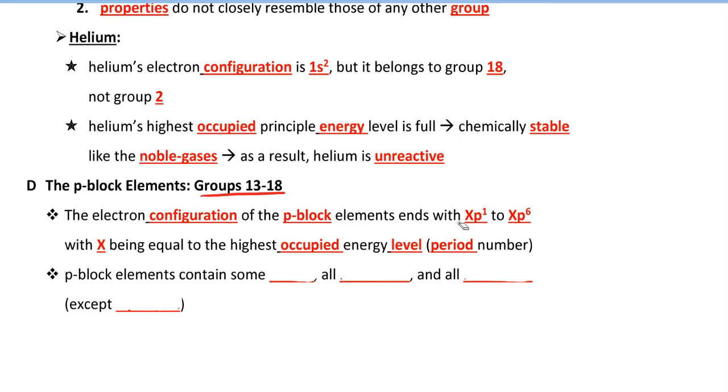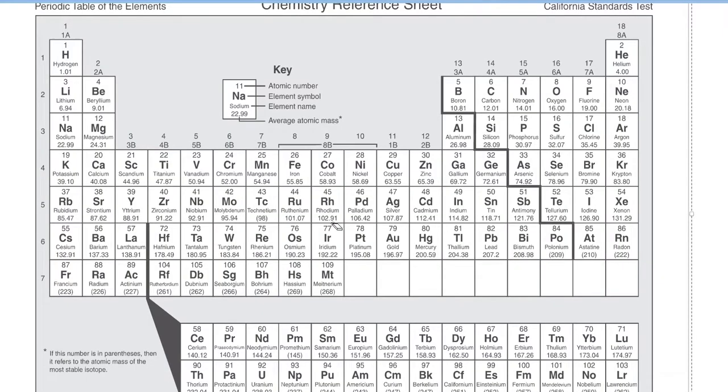So p block elements contain some metals, all nonmetals, and all metalloids, except hydrogen, of course, because hydrogen is in a group all of its own. But all the nonmetals are in the p block, all the metalloids, and even some of the metals are in the p block. Kind of wish I had a periodic table here in front of you.